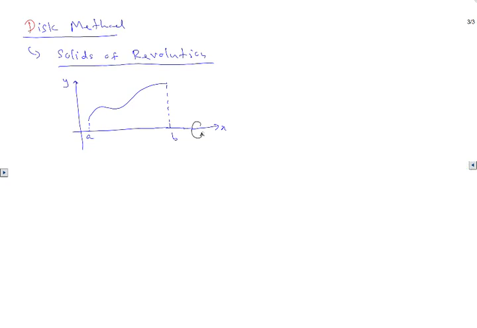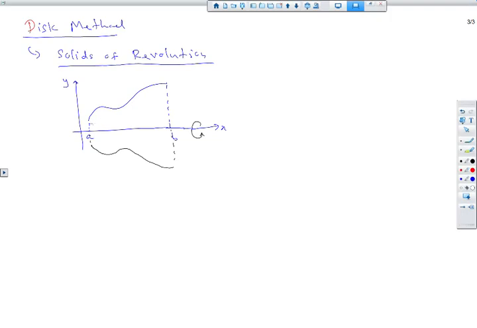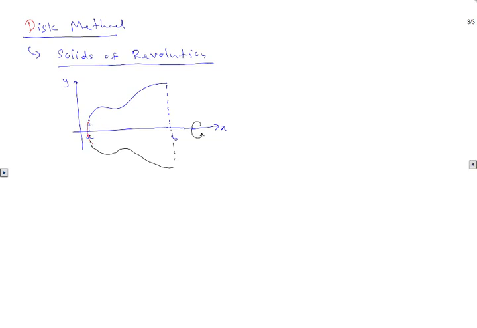Once you rotate about the x-axis, what will happen? This area is going to create an image on the other side, so it's going to get reflected, and you're going to get something like that. And then it's going to create a solid. So I'm going to draw the solid like this. It's a solid now.